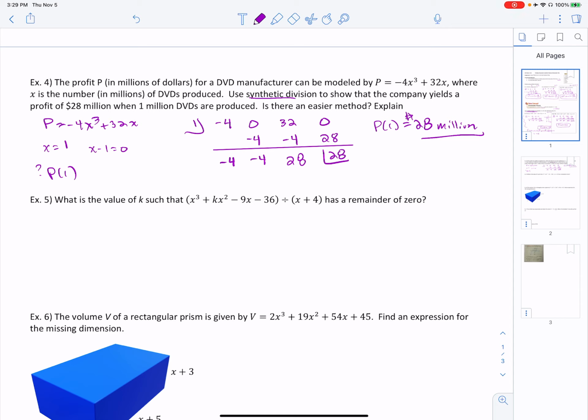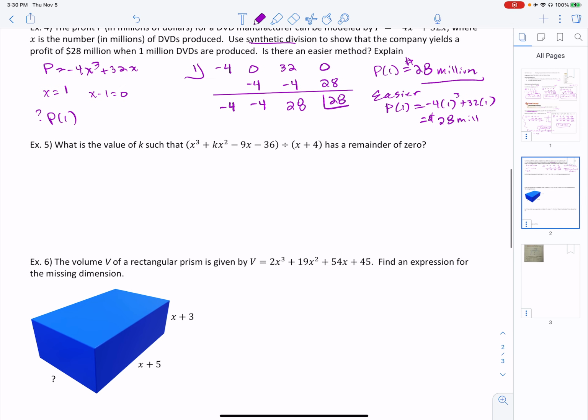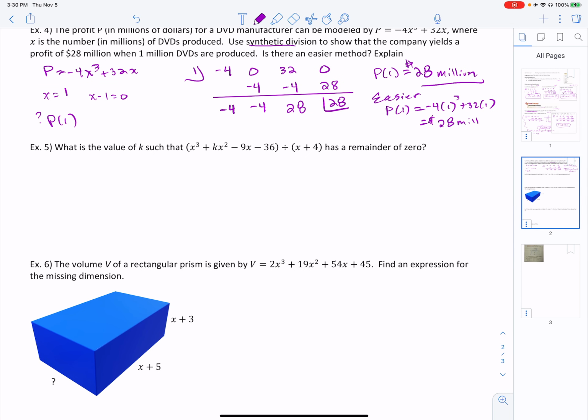But is there an easier way? Well, you could just evaluate. P of 1 is negative 4 times 1 cubed plus 32 times 1. And since it's 1, you might argue that it would be easier to just directly substitute, just because 1 is easy to cube and multiply by 32. All right, so now I want you to apply synthetic division in this next problem, because that's the section.